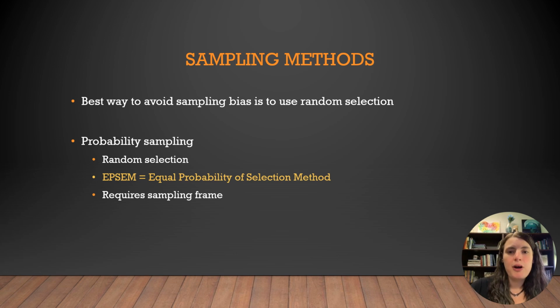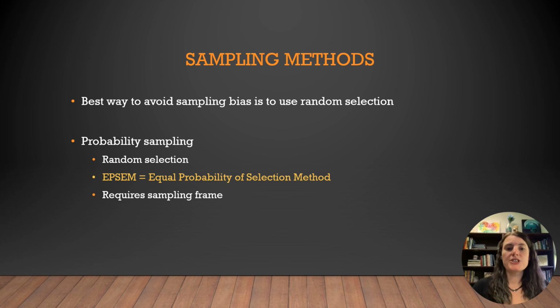Now there's an important part of random selection that's known as EPSM, or the equal probability of selection method. EPSM means that every person in the population, no matter who or where they are, has an equal chance of being chosen to participate in your research study. This is really important because it's a common misunderstanding about random selection. People think of random selection as just randomly pointing to different people and saying, you're in my study. But random selection in sampling is so much more.